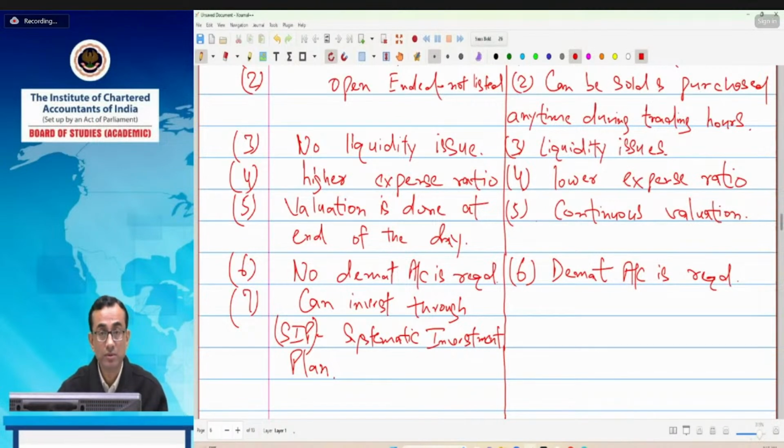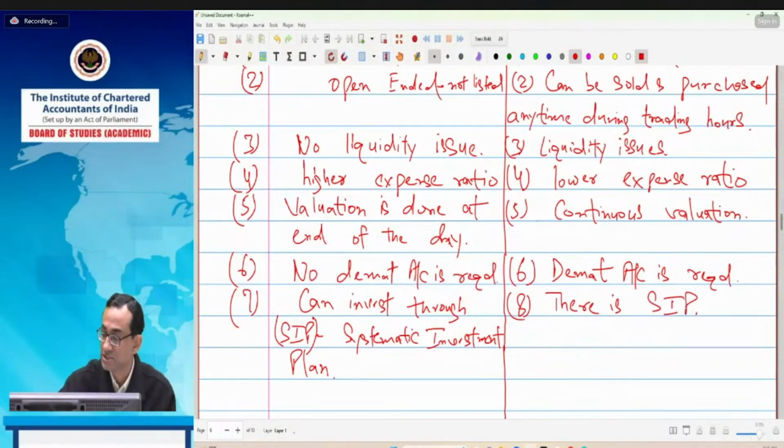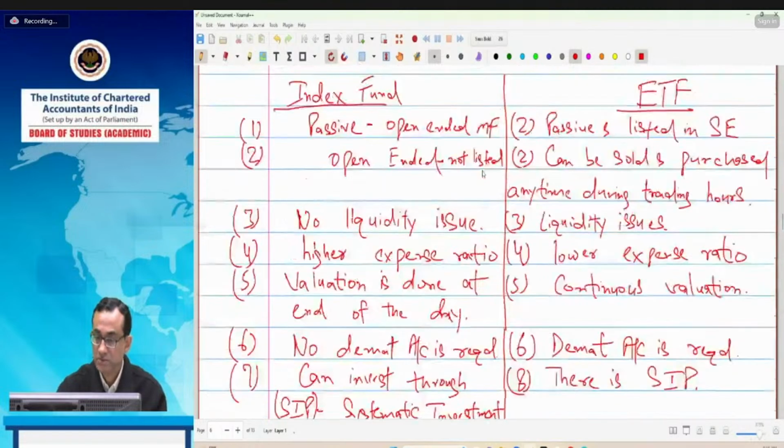So in index funds, the investment can take place through SIP, but there is no SIP in case of ETFs, because it works more like a stock. Since it is traded in the stock exchange, there is no SIP in case of ETFs, exchange traded funds. So I hope it is clear to you.